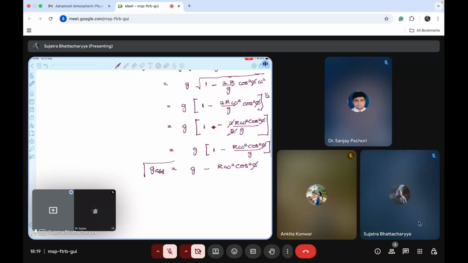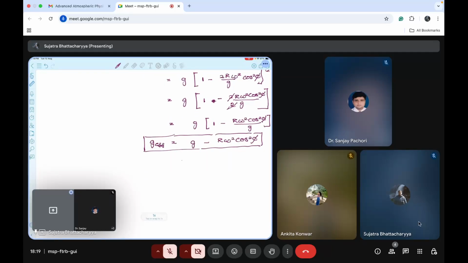The effective gravity due to the centrifugal force in the rotating planet is this. Now see, there is a latitudinal variation. Now if you put phi equal to 90 degrees, which is for the poles, what do you get? G effective will be simply g, because cos 90 is 0. Right? So g effective will be equal to g. So this is very important.